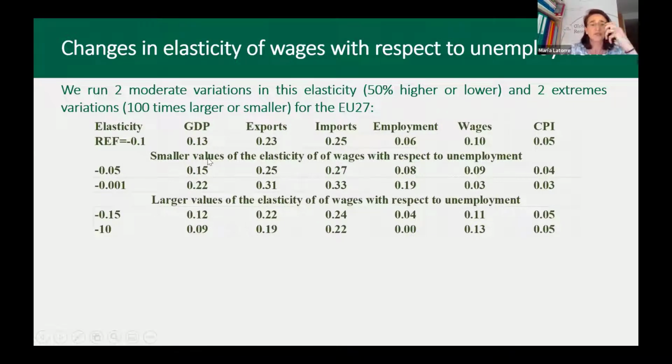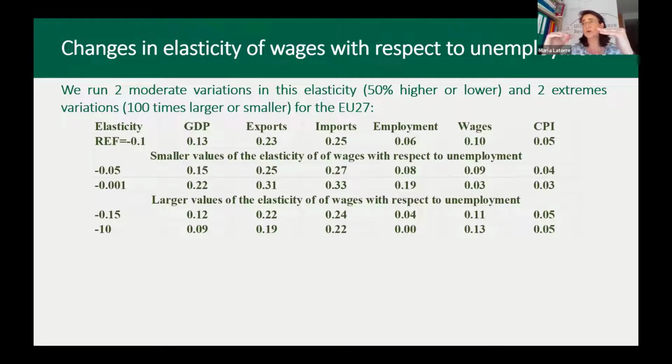And then we look at greater values for that elasticity, 50% larger or 100 times larger, to keep it very extreme. So what we get is that with a smaller elasticity, the wage responds less to the changes in unemployment. In our case, the larger activity will lower the unemployment rate, so wages will go up, and that is what we find.